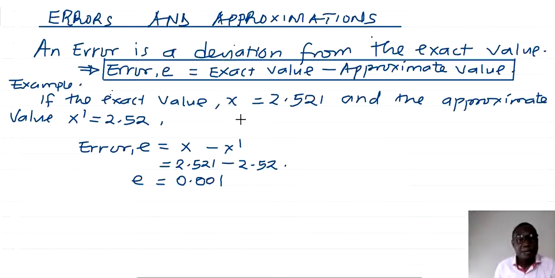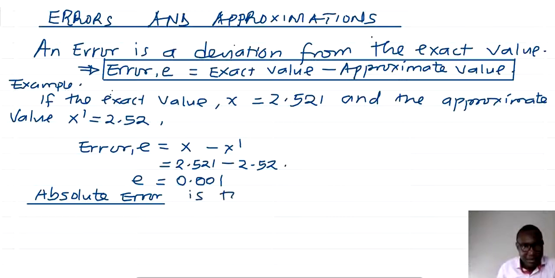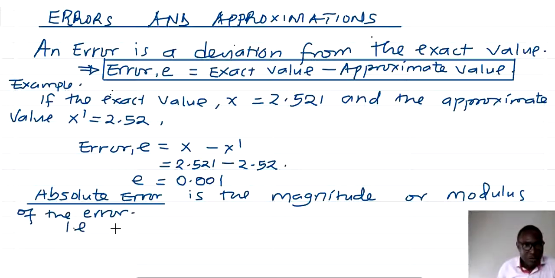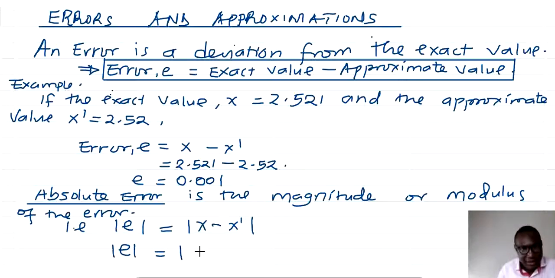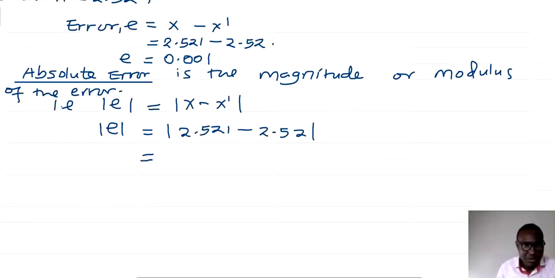Alright, so we have seen how we can get the error between two values, the exact and the approximate value. Next, we are going to look at the absolute error. Absolute error is the magnitude or modulus of the error, i.e., the magnitude of x minus x prime. So the absolute error is now equal to the magnitude of 2.521 minus 2.52. So our absolute error is equal to 0.001. These magnitude signs only ensure that the value you get is a positive one.